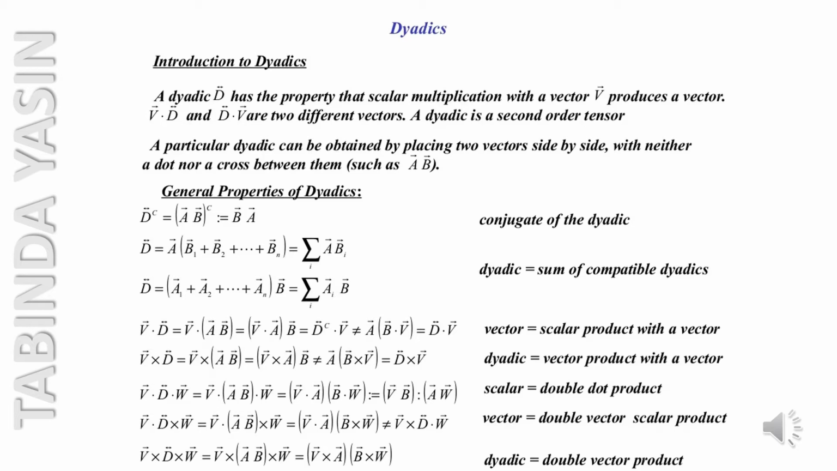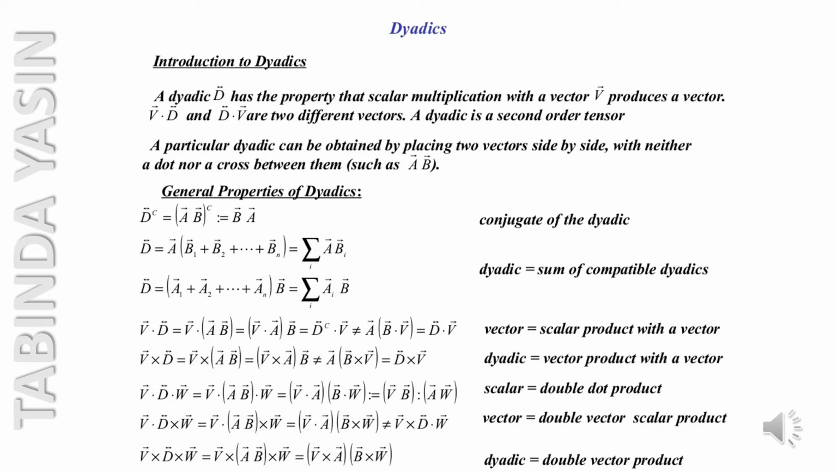Now for the cross product, we have V vector cross dyadic D equal to V vector cross the dyadic A vector B vector, that gives V cross A times B vector, that is not equal to A times B cross V, which is equal to dyadic D cross V. A dyadic with a vector gives a vector product. Above was a dot product, so that is a scalar product, and below is a cross product, so there is a vector product with a vector.